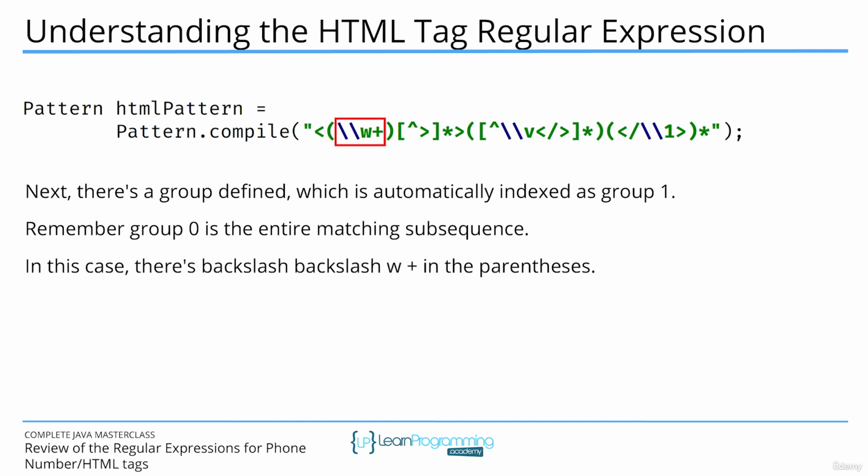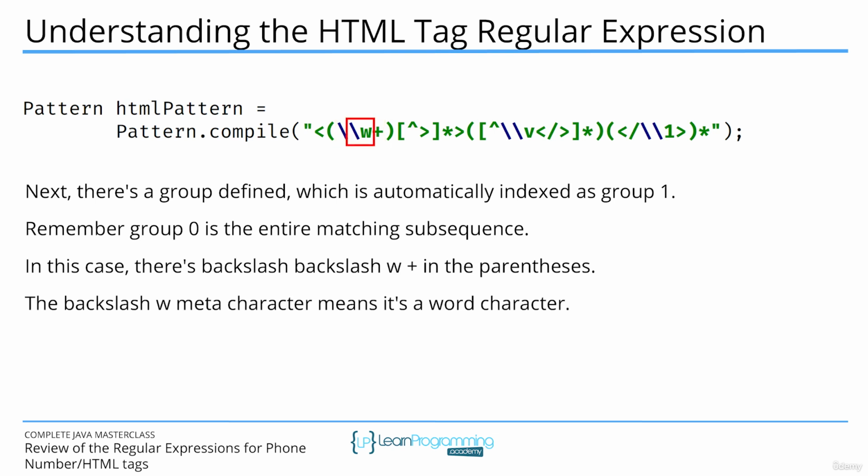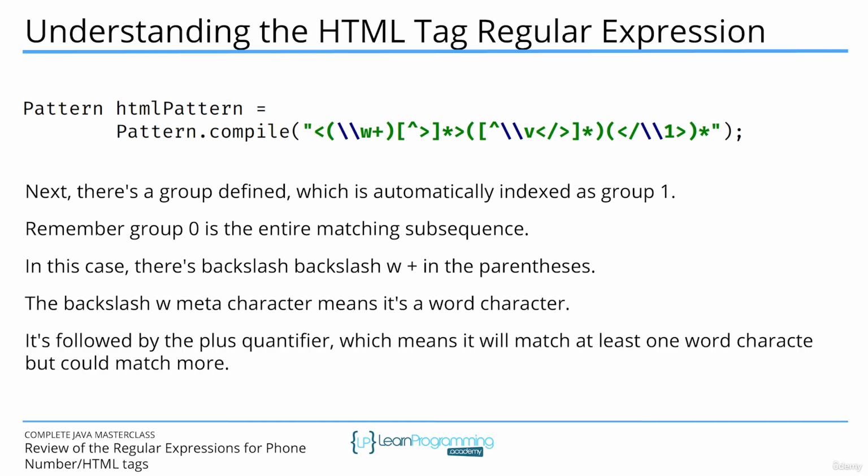In this case, there's \w+ in the parentheses. The \w meta character means it's a word character, so it's an alphabetical US ASCII character in either lower or uppercase, an underscore or any digit. It's followed by the plus quantifier, which means it will match at least one word character, but could match more. This is being grouped because I want to pull out just the tag type, so H1 or P, or BR for example.